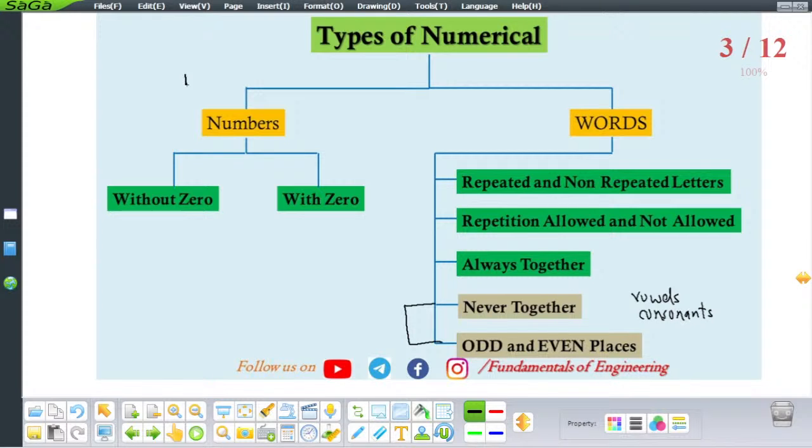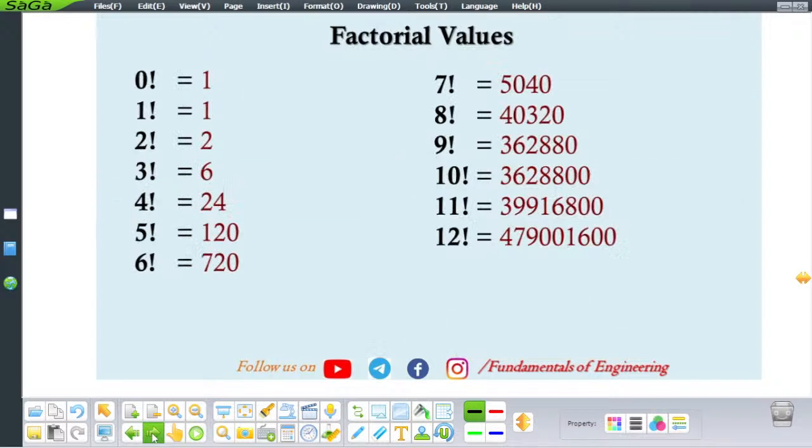So numbers we saw in the first part. The link is available in the description box, or you can check the I section. Then in the second part we saw the repetition, and the always-together problems were covered in the third part. Today we are going to discuss this fourth part. Hope you are with me. We'll start part 4.